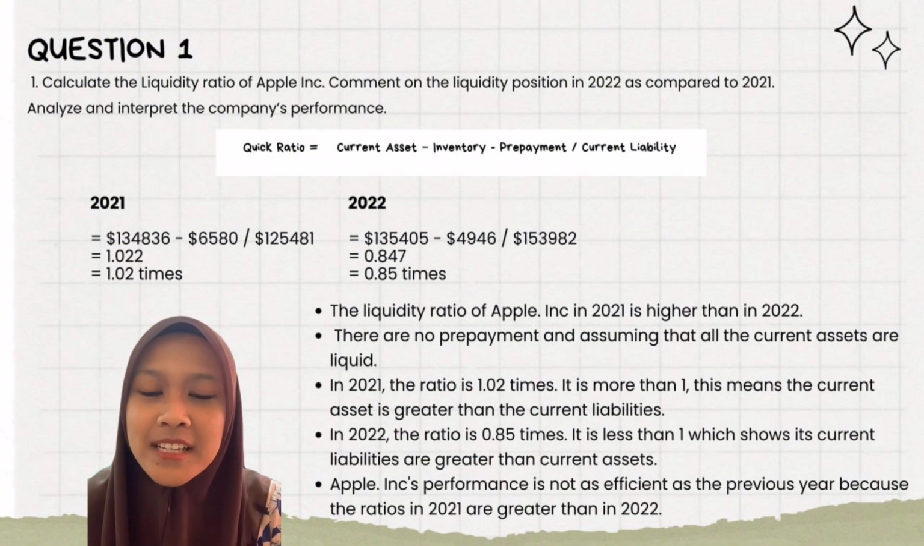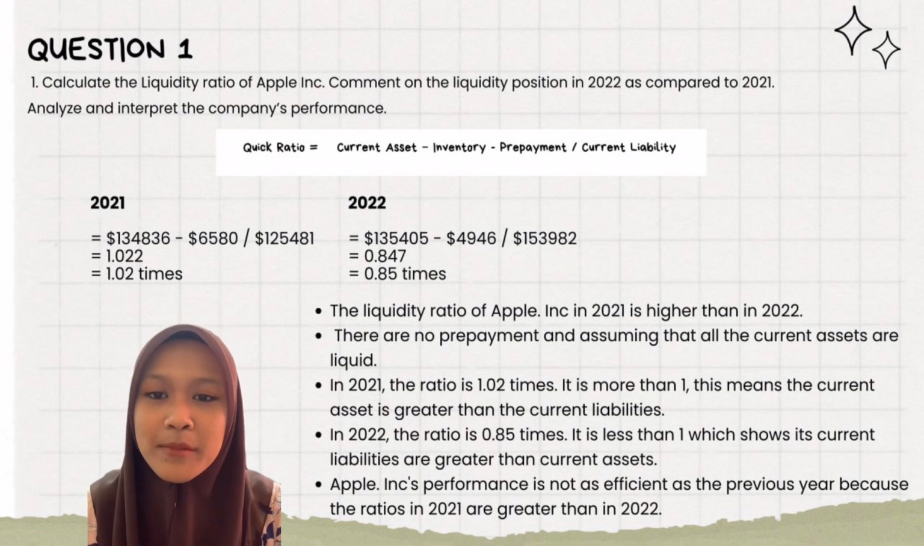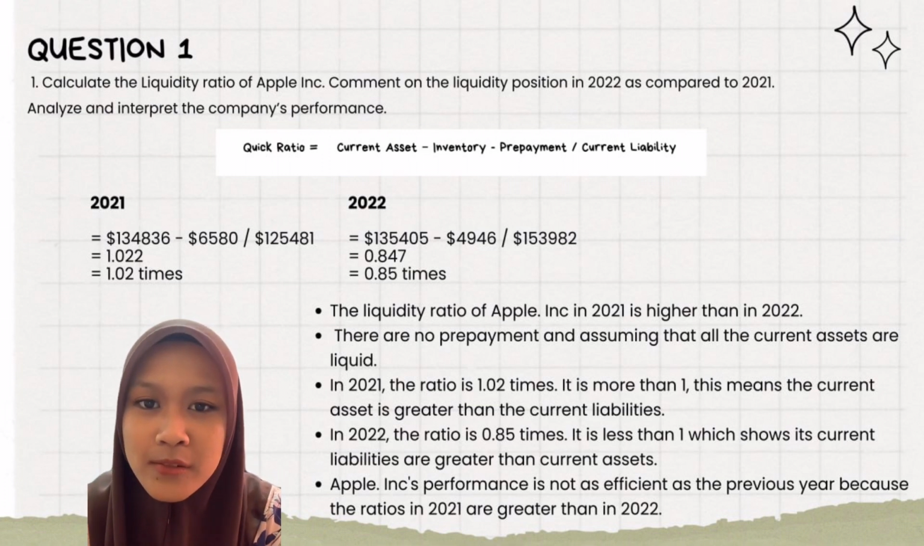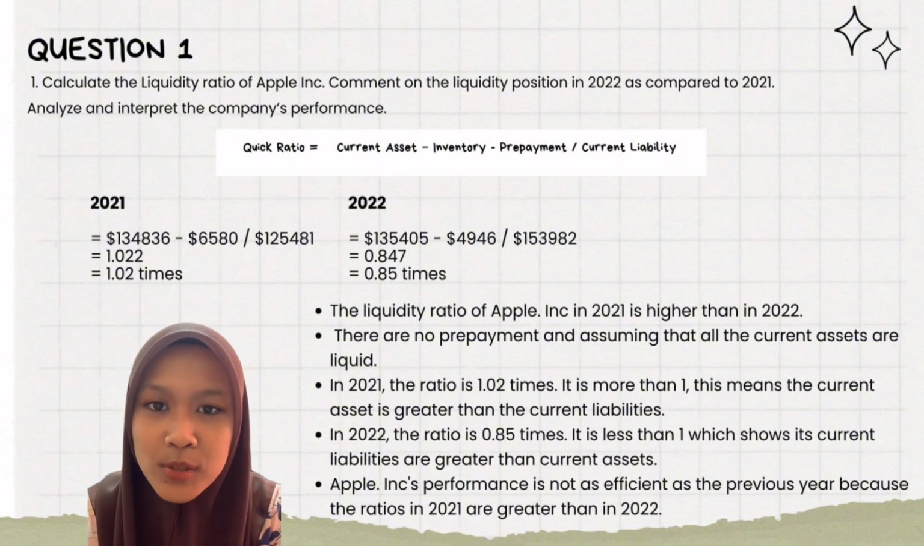Second calculation that I have made is based on quick ratio by using the formula current asset minus inventory and prepayment divided by current liability. Referring to the balance sheet of Apple company, there is no prepayment, and I assume that all the current assets are liquid, which can be converted to cash quickly and at low cost, except for inventory.